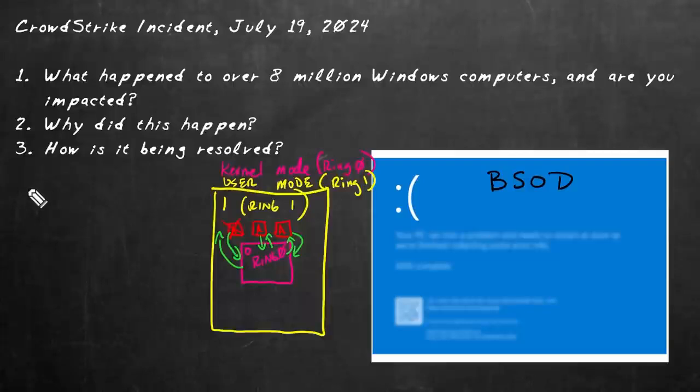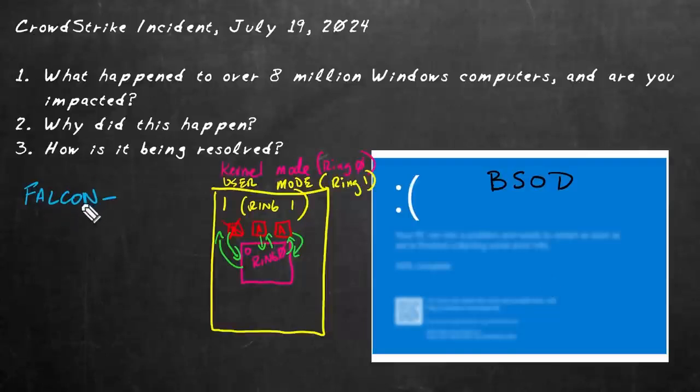But for the moment, let's just go ahead and label that their product is called Falcon. Again, think of Falcon like an antivirus or anti-malware software. And as far as the impact goes, the blue screen of death happened to individuals and computer systems that were running the Falcon service from CrowdStrike.